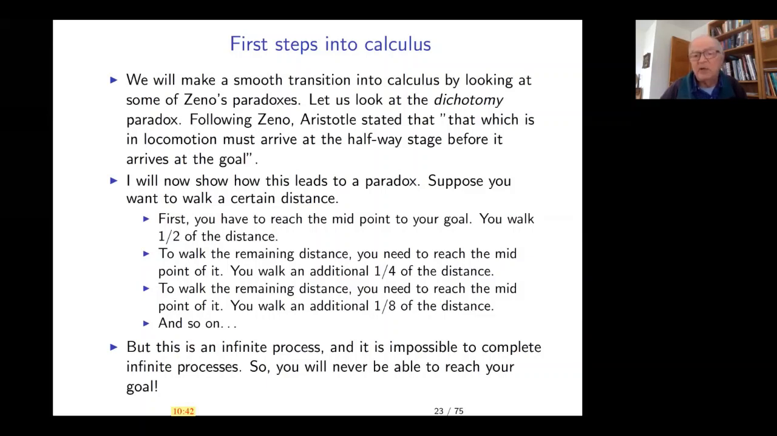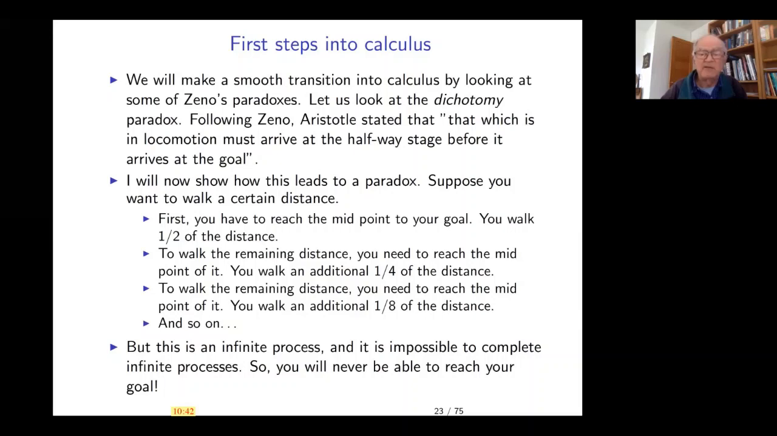Then this is your goal for now. But to reach this goal, you have to reach the midpoint, which is at 1/8 of the distance. And this goes on and on to infinity. But according to Aristotle, there are no infinities in real life on Earth. Everything has to be finite. Infinite processes cannot exist. So this is a paradox.